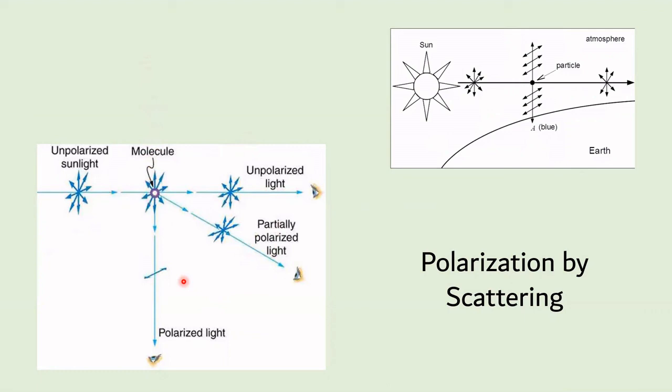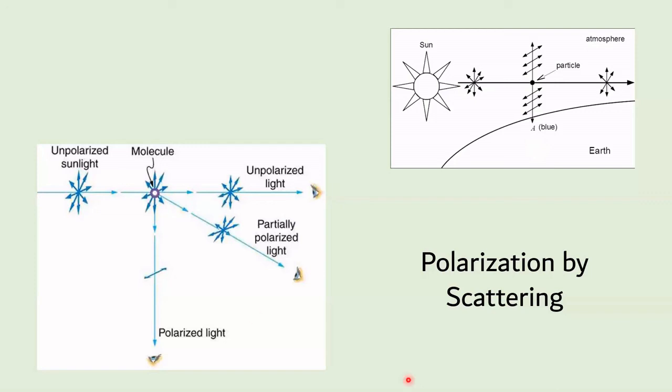Now, if you think about it, at a given time during the day, the sun has a particular position in the sky. You should be able to mathematically describe the degree of polarization that you would observe at any direction in the sky. The closer you get to the sun, the more unpolarized the light would be. And the closer you get to 90 degrees from the sun, the more polarized it would be. And those equations have been worked out.